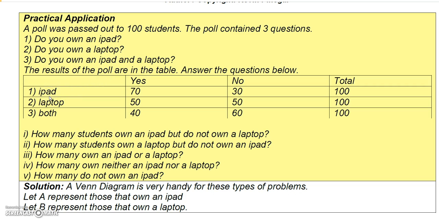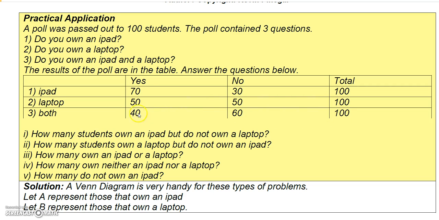For those that answered the iPad question, 70 said they own an iPad, 30 said they didn't. So that's a total of 100. For the laptop, 50 said they did and 50 said they didn't. So that's 100. Now for both, 40 said they own both and 60 said they didn't own both. So again, that adds up to 100.